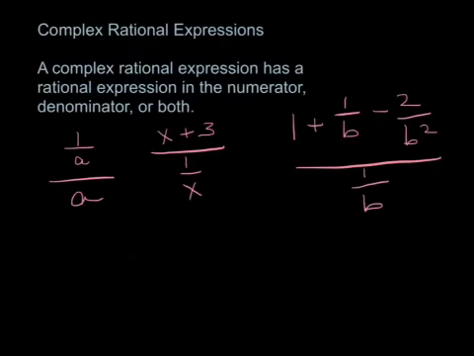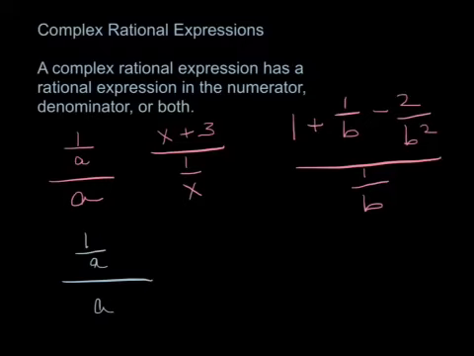A complex rational expression has a rational expression in the numerator, denominator, or both, just like our complex fractions, but instead we've got variables. The process for simplifying these complex rational expressions is very similar to the process we used for simplifying complex fractions. We're going to multiply the numerator and the denominator of the fraction by the reciprocal of the rational expression we are trying to simplify.